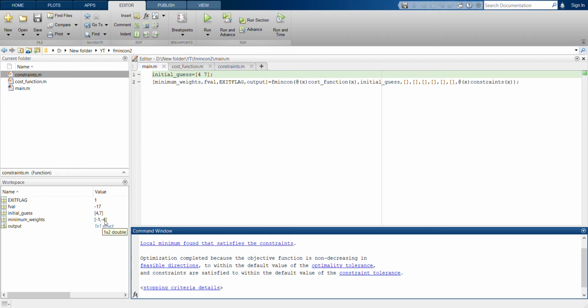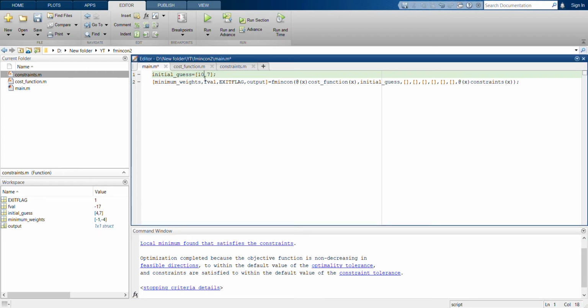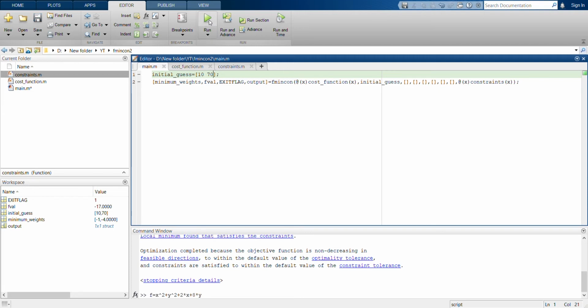Okay, so let's suppose we change the initial guesses, and let's try it again. So you see the function value minus 17 and minus 1 and minus 4 do not change. That means this is the minimum that we need to find.